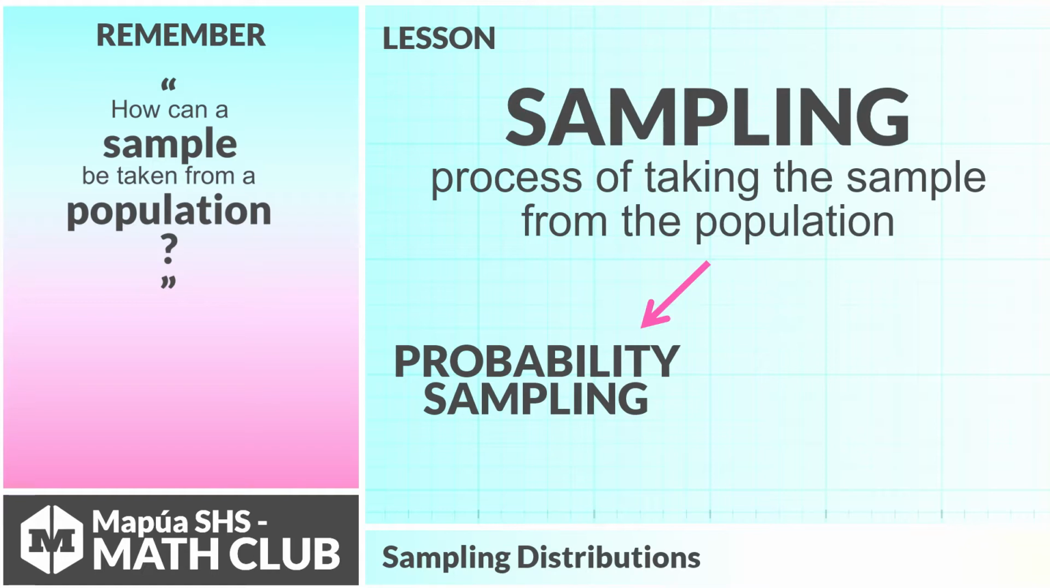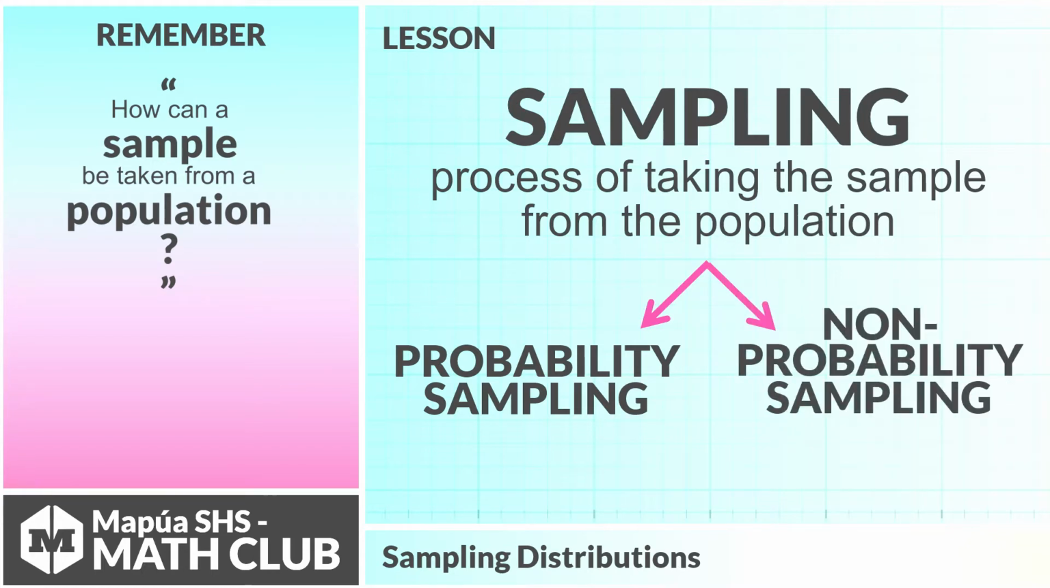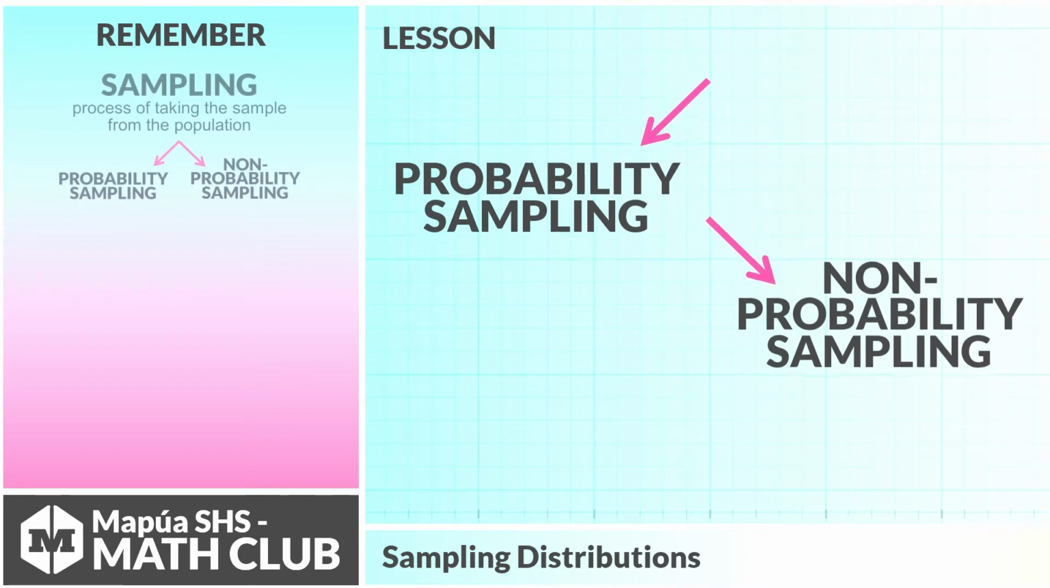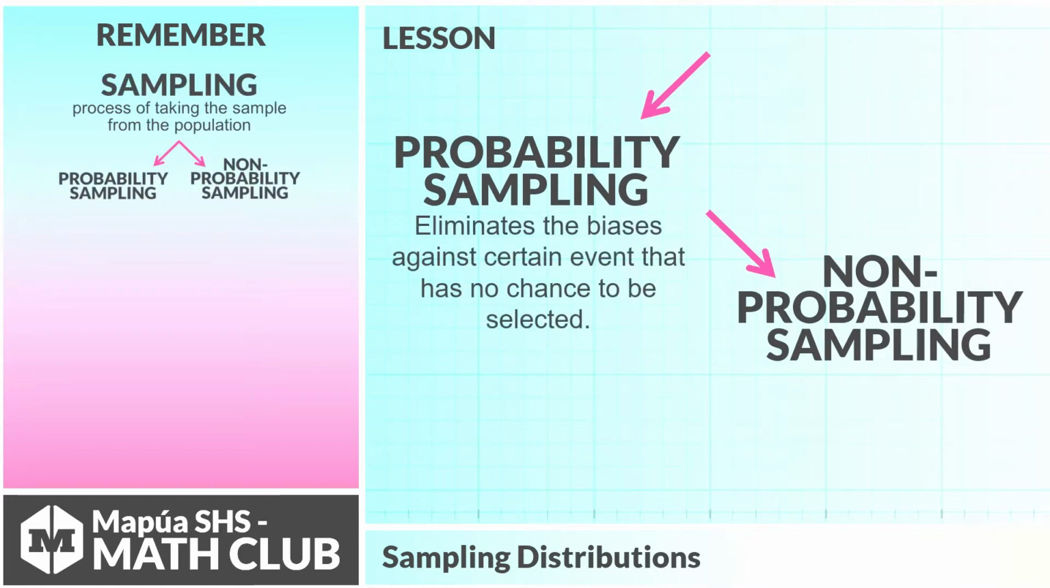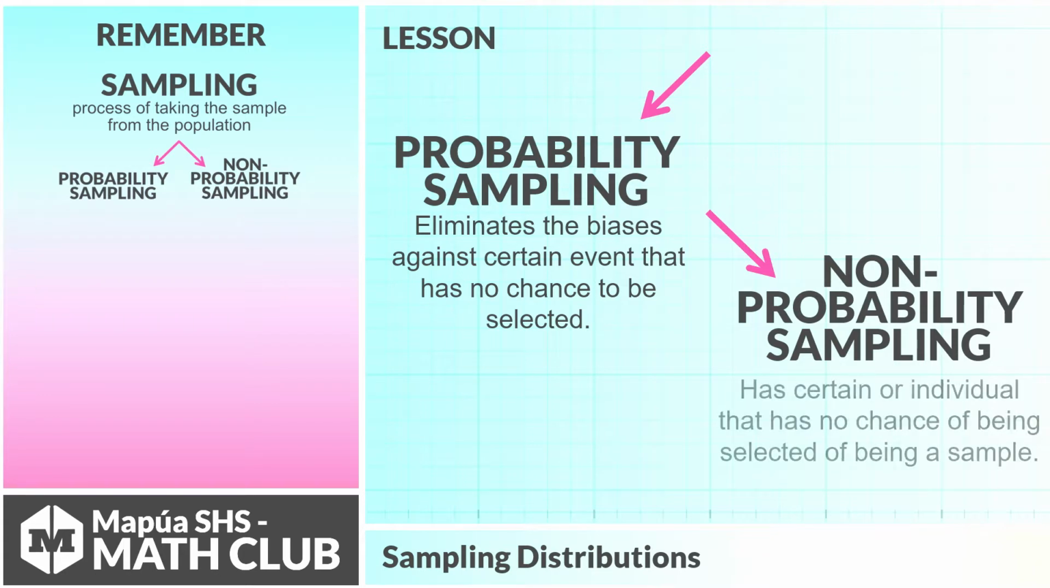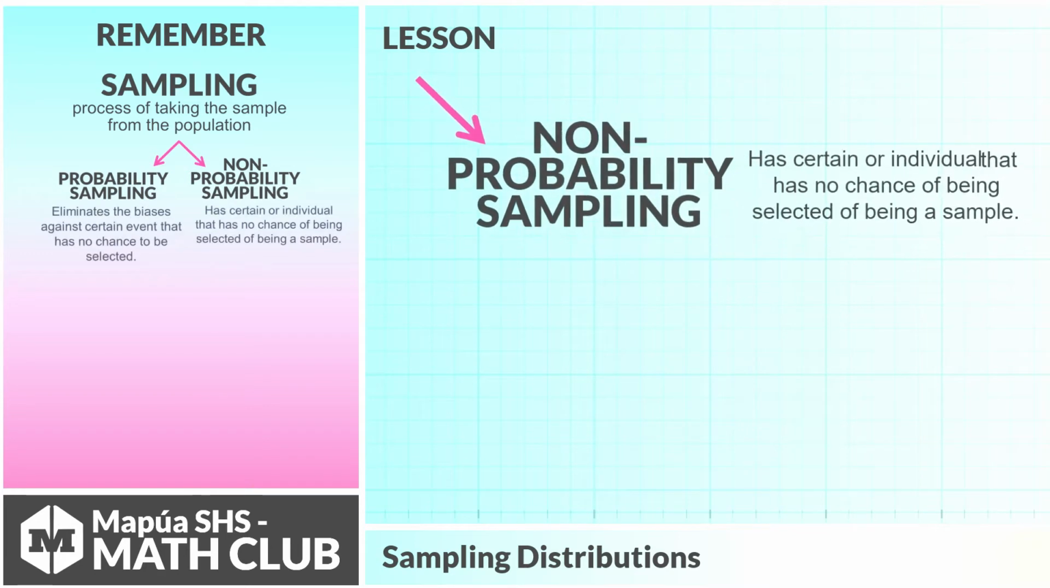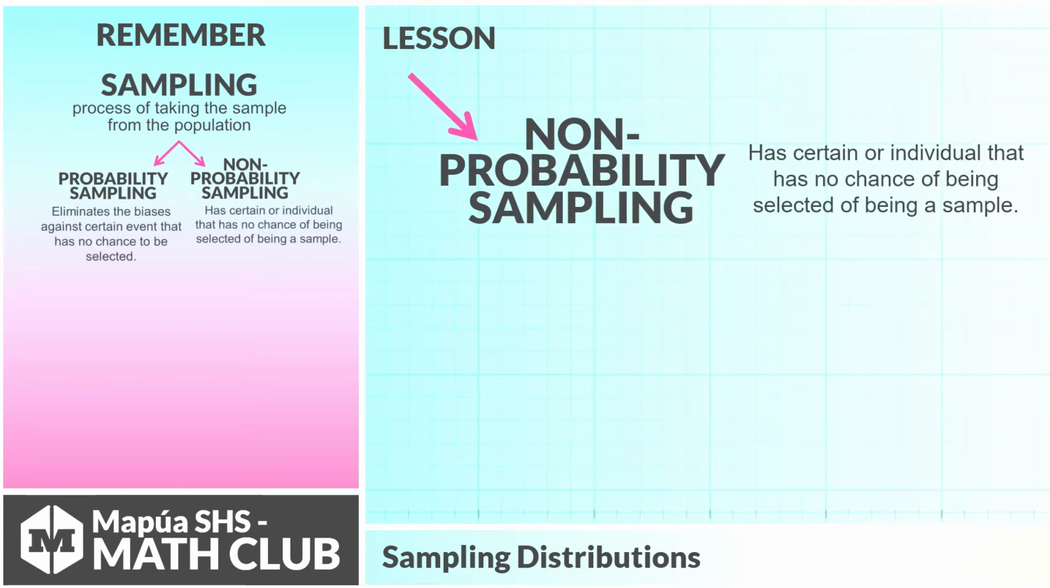These processes can be categorized into either probability or non-probability sampling, wherein all subjects in a set have a chance to be selected in the first, or in the probability sampling, while in the latter, or the non-probability sampling, there is at least one individual or one element that has no chance of being selected. Moving on to the non-probability sampling.